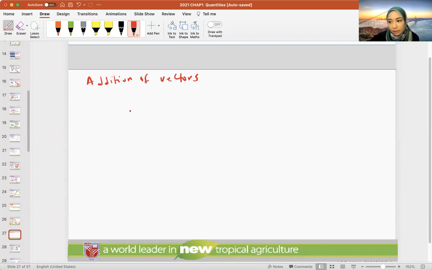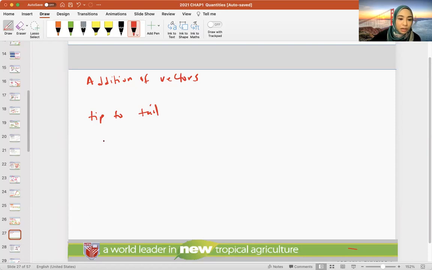And what is the technique that we learned yesterday to add vectors? Tip to tail. Geometrical. Tip to tail. So this was our first method. We have a bunch of other methods that we have not learned yet. So we talked about tip to tail.